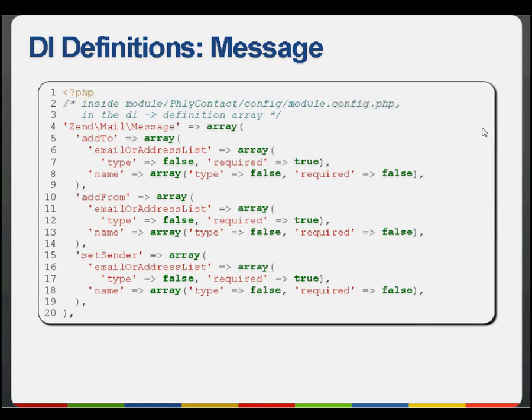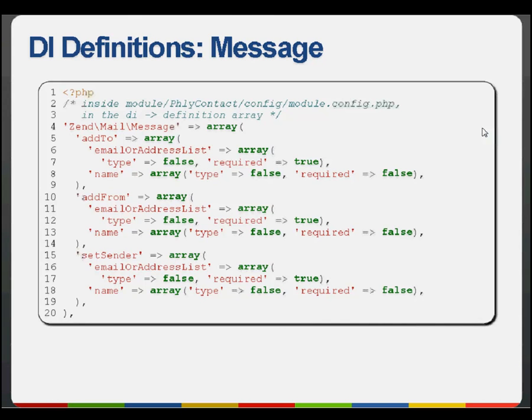Now what we have to do here is we have to provide a DI definition. And so you'll see lines 2 and 3, I talked about this. We need to have a sub-array of DI called definition. And what we're going to do here is we're going to say for the Zend mail message, we want to define some configuration for the add to, add from, and set sender methods. And what we're saying is we want to add in the email or address list and name for each of these. And they're not required, but we want them to be injected and we want to allow scalars. And that's what the type of false is to allow a scalar value for that particular element.